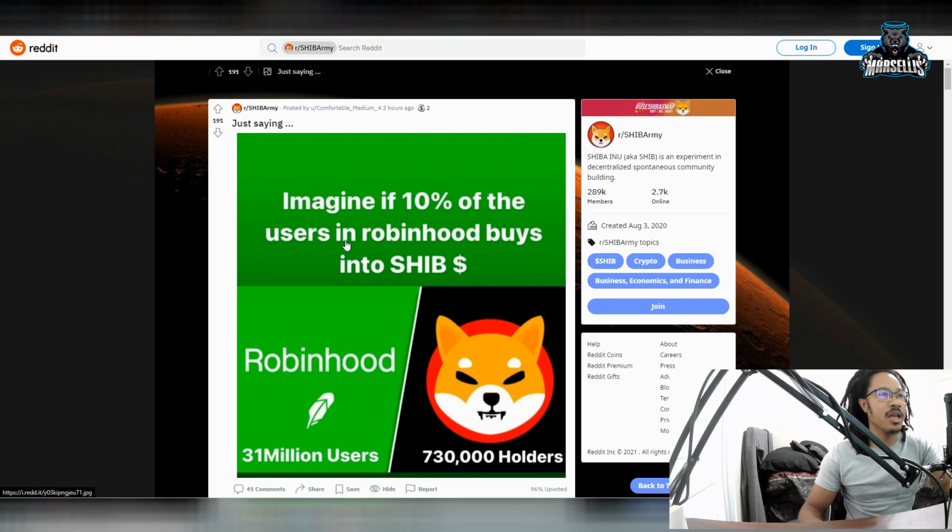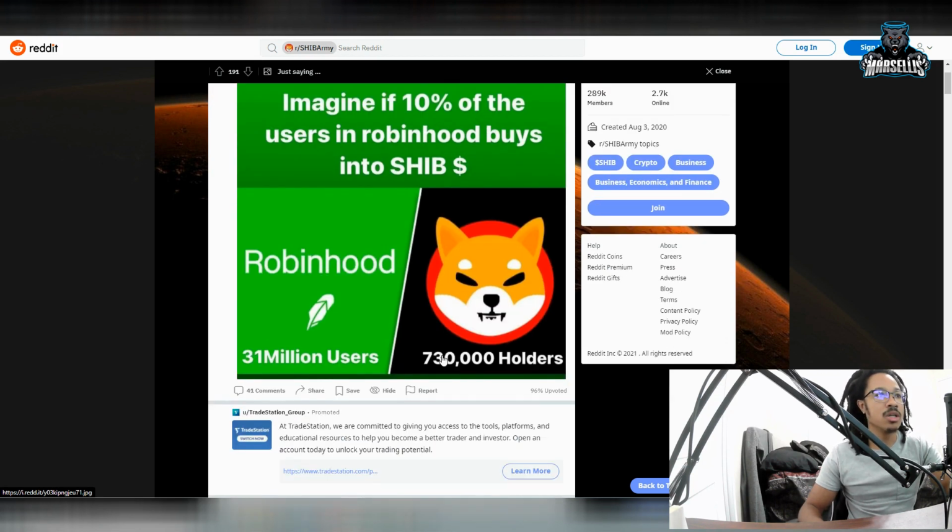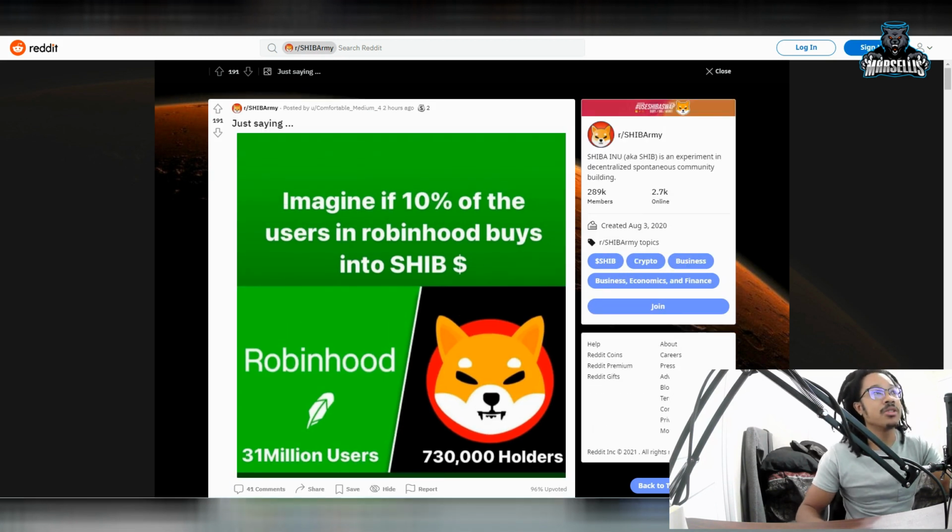This person said, just saying, imagine if 10% of the users in Robinhood buys into Shib. 10% of them would be 730,000 holders. You've got to think about that. Actually, it'd probably be more than that. But anyways, if 10% actually put money into Shib, that's going to make millions of holders inside of Shiba Inu, which would mean more billions of dollars in Shiba Inu. So that's something else we've got to look at.